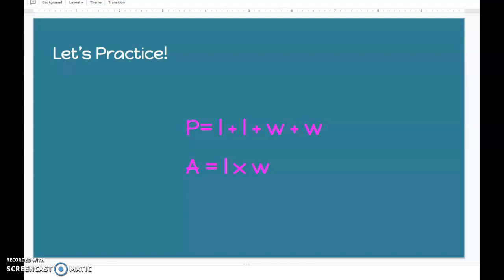There's going to be a challenge at the bottom too. If you're ready, get started.